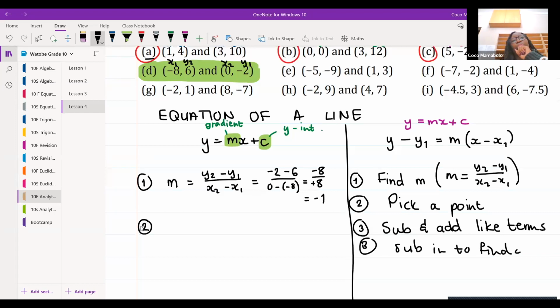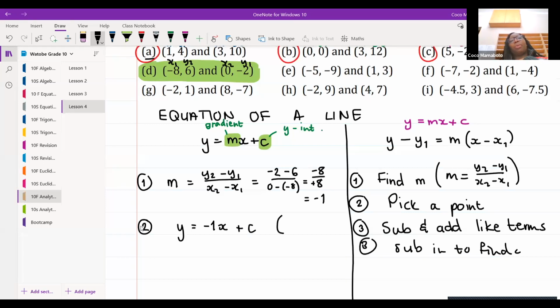-8 and 6. Good. All right. So here's what I'm going to do. I'm going to go into my formula, Tiamo, and I'm going to go y is equal to, I'm going to replace m with the gradient that Lillian just got us, -1x plus c.